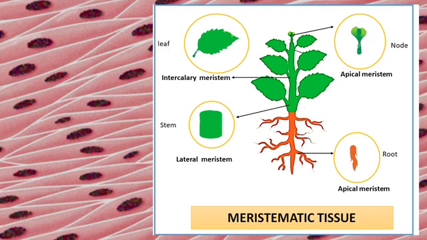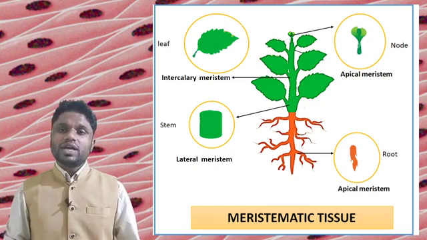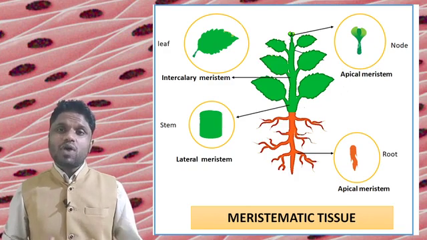Intercalary meristem, seen in some plants, is located near the node. Cells of meristematic tissue are very active. They have dense cytoplasm. They have thin cellulose walls and prominent nuclei. They lack vacuoles.